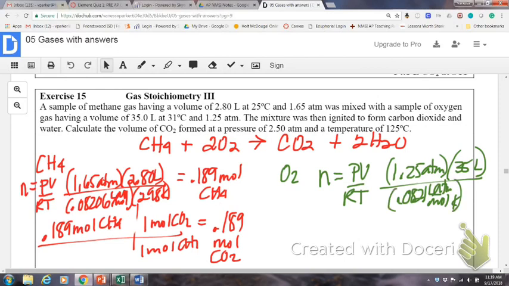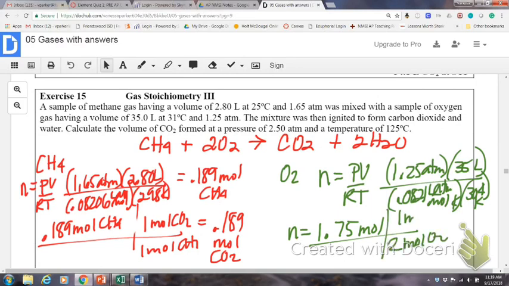What is that temperature? 304? 31, yeah, 304. And then I get the number of moles for that is 1.75 moles. And then I do the mole ratio, 2 moles of oxygen, 1 mole CO2, and that means I can make 0.877 moles of CO2. So the methane is my limiting.